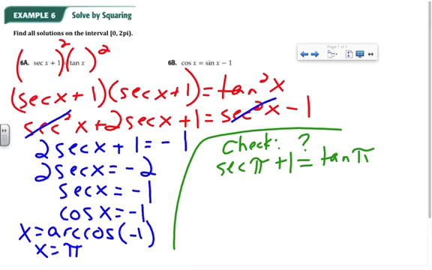So secant is the reciprocal of cosine. So I know it's going to be the reciprocal of the x-coordinate at pi. And the reciprocal of the x-coordinate, negative 1, is just negative 1. And does negative 1 plus 1 equal the tangent of pi? So tangent, remember, is y over x. So at pi, when I take y over x, that's 0 over negative 1. So this does work out. So yes, x does equal pi. Once again, you probably want to pause your video to copy everything down since I need to erase in order to do part B.